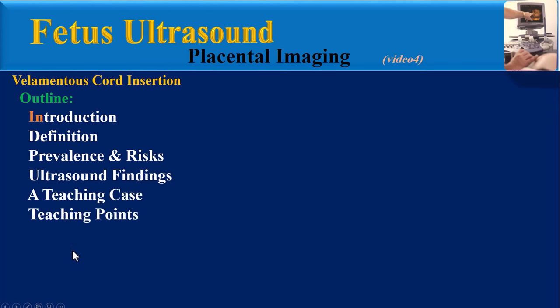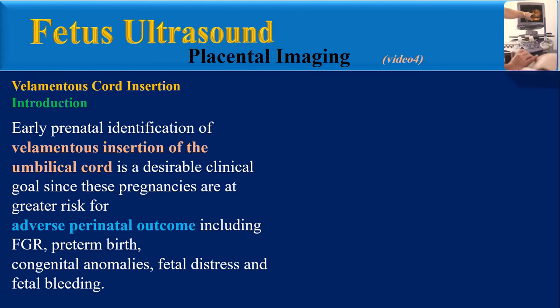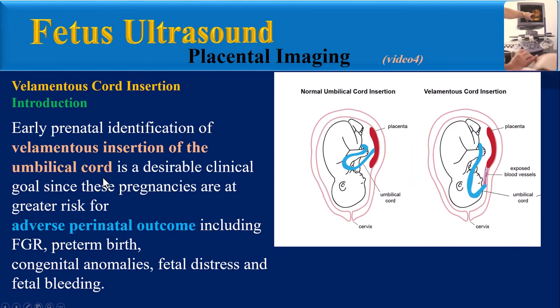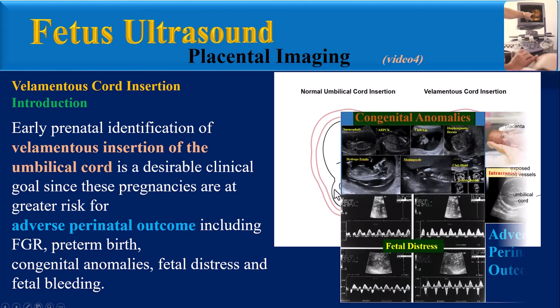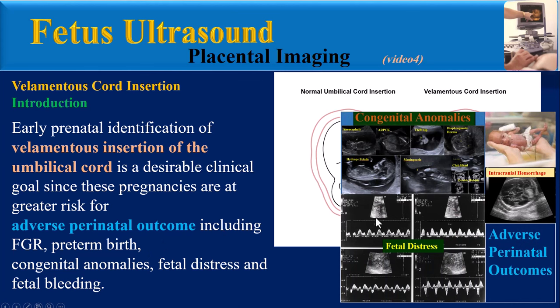At first, introduction. Early prenatal identification of velamentous insertion of the umbilical cord is a desirable clinical goal since these pregnancies are at greater risk for adverse prenatal outcome, including FGR, preterm births, congenital anomalies, fetal distress, and fetal bleeding.